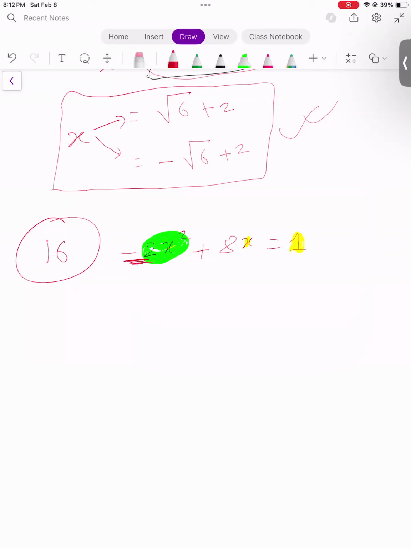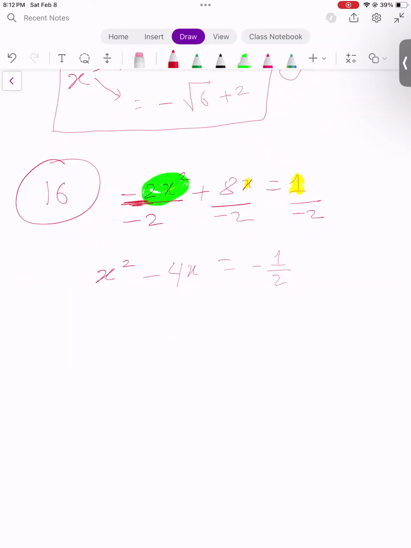Now, how do we make the coefficient of this square term a positive 1? What do we need to do? Do we add, subtract, multiply, divide? What do you think? Do you divide each term by −2? That's right. So make sure you are dividing every term in this equation by −2. Now let's simplify. Negative 2x squared divided by −2 is positive x squared. Positive 8x divided by −2 is negative 4x, equals negative half.